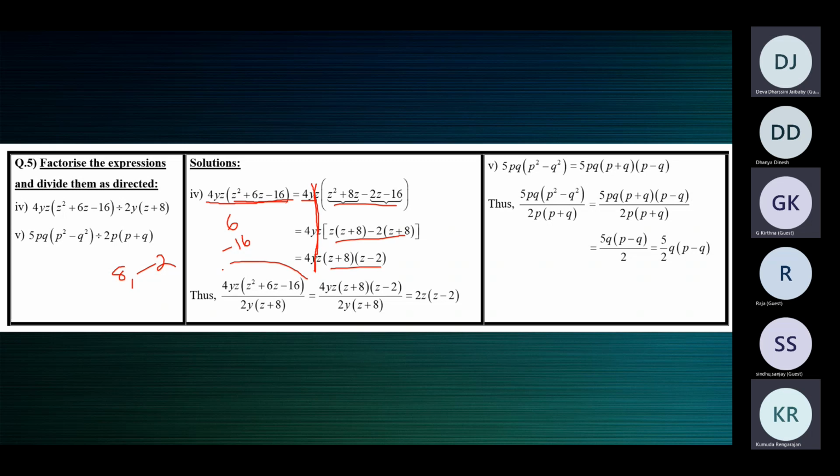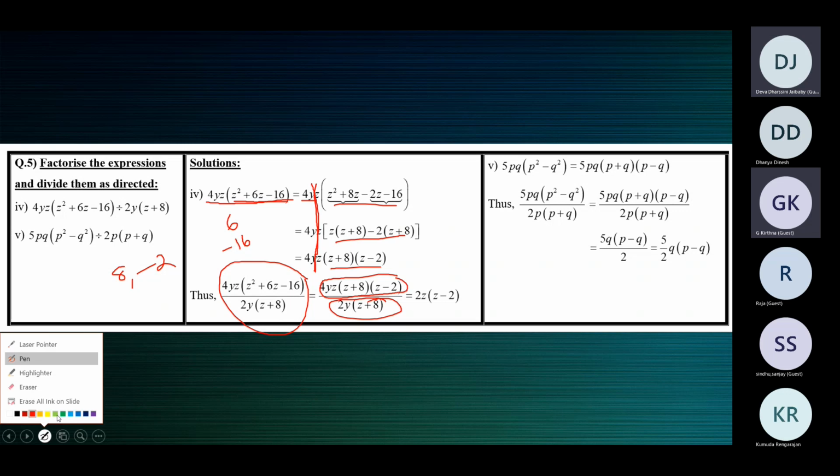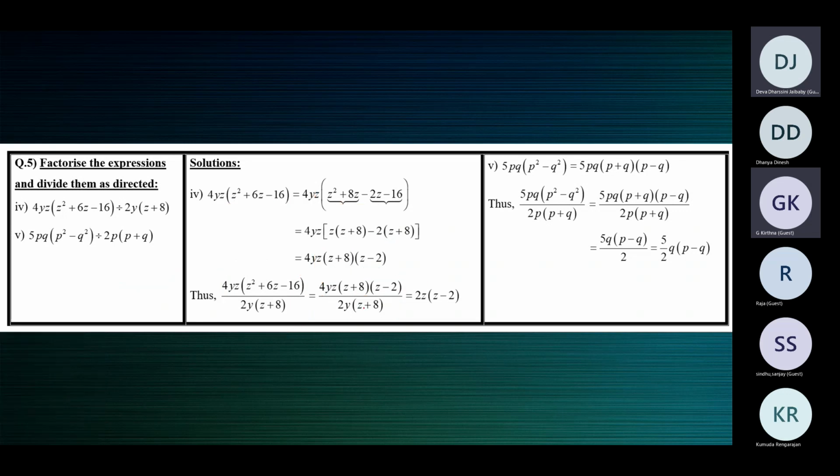Now write the given question. This is how we factorize the numerator, divided by the denominator 2y into z plus 8. So z plus 8 and z plus 8 get cancelled. Then y and y will get cancelled. 2 ones are 2, 2 twos are 4. So 2z into z minus 2. The answer is 2z into z minus 2. Correct? Yes, ma'am. Okay.